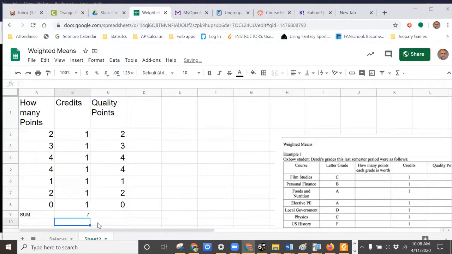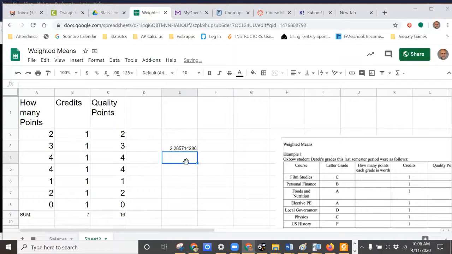So see, 7 points, and then I'll do the same thing here. I want to add up those quality points. I can also get fancy and fill it to the right, and see the way it added those up for us. And then how do we find that weighted mean? We take the sum of the points, so we're going to do the 16 divided by the 7.